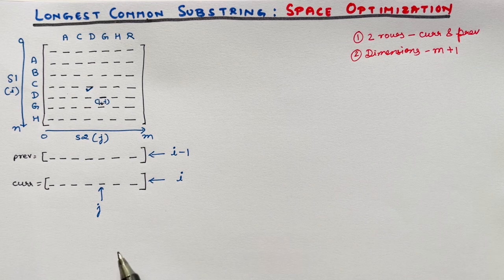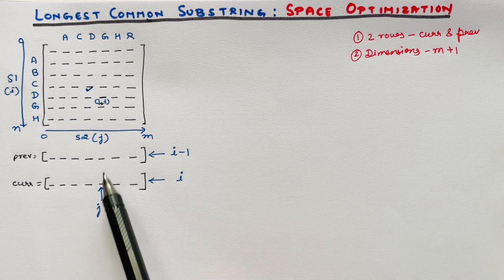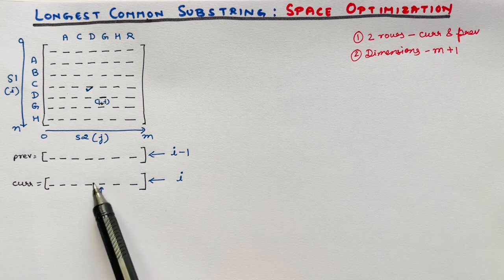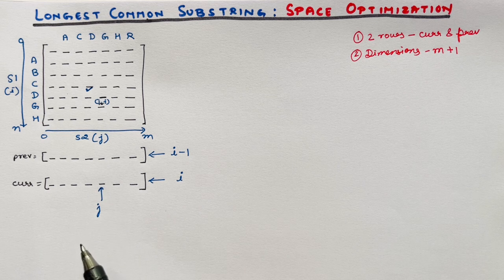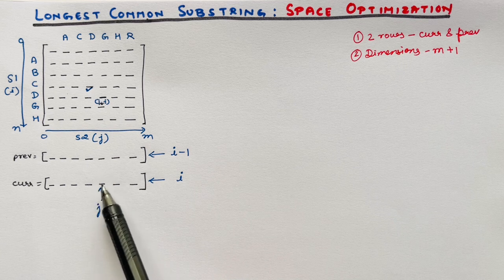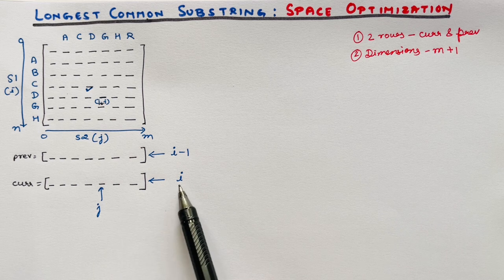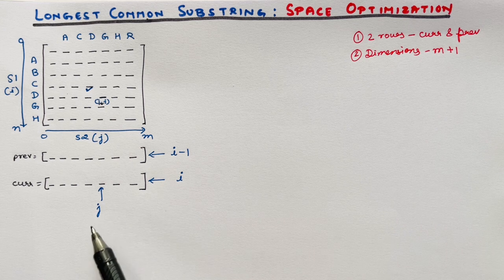Now let us understand what does any position j correspond to in this row. This position will correspond to using first j characters of string S2. And what will the value at any such position correspond to? The value would denote the length of the longest common suffix if we are considering first I characters of S1 and first j characters of S2.